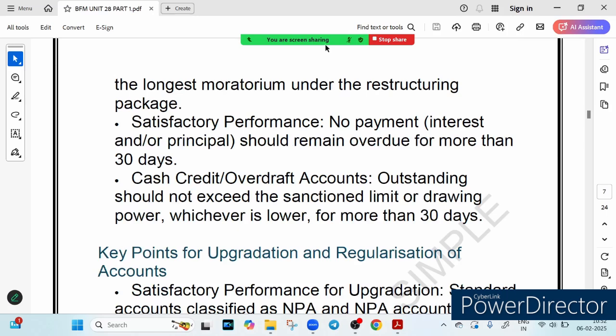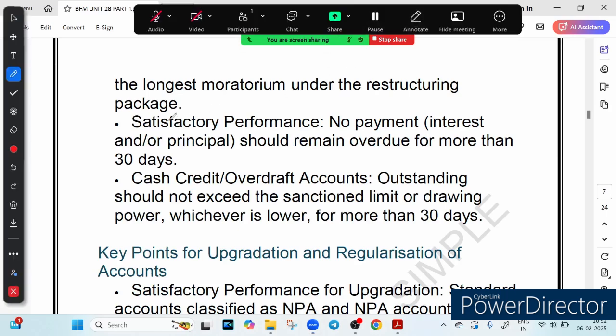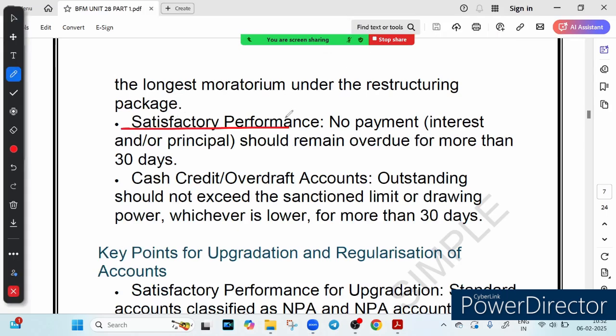Now the second point is that for an MSME loan we are talking about satisfactory performance. To qualify for an upgrade, the borrower must ensure that no payment, that is no interest or principal, is overdue for more than 30 days. So this is called satisfactory performance. Nothing should be overdue for more than 30 days. This has to be ensured by the bank, right? Then only that particular NPA account can be upgraded to a standard account.